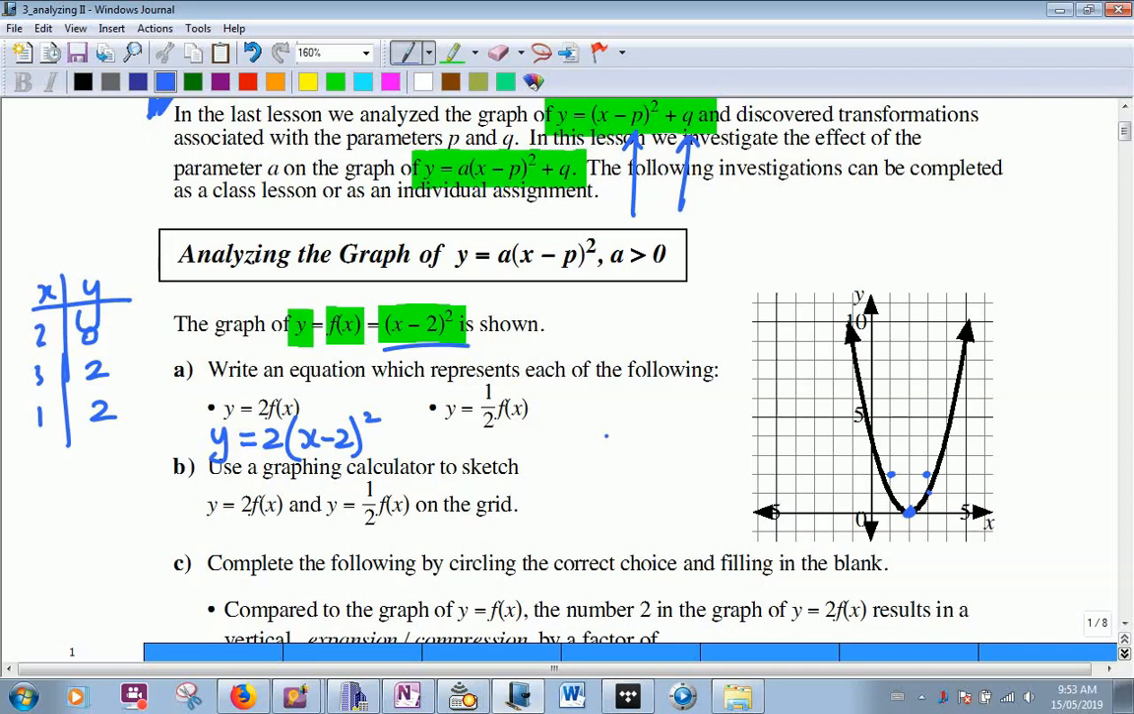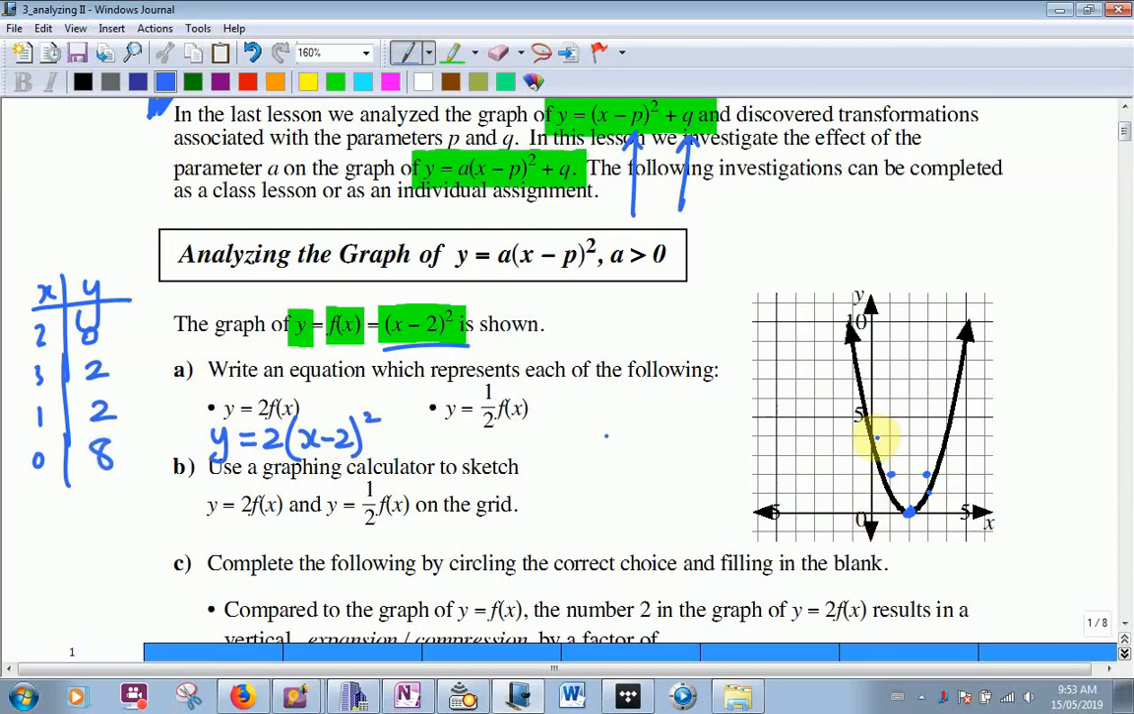Okay, is that enough points to know what this thing looks like? Yeah, maybe I get a couple more. Let's try 0. I like 0. Okay, so if I put 0 in, I get 0 minus 2, which is minus 2 squared, which is 4, times 2 is 8.